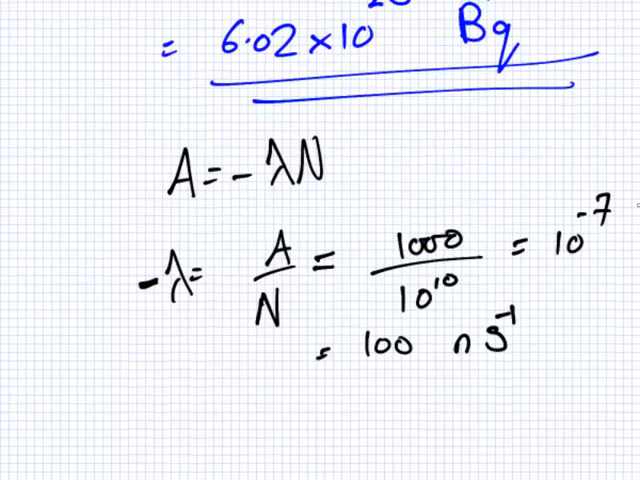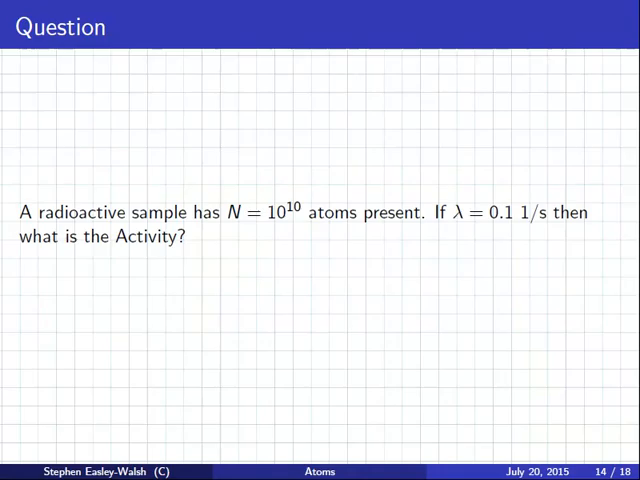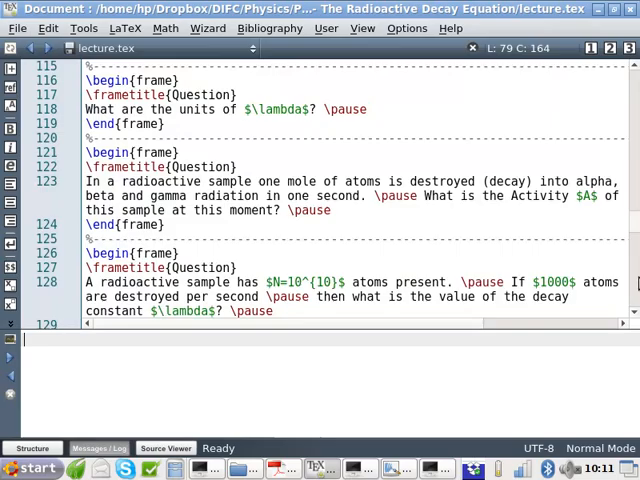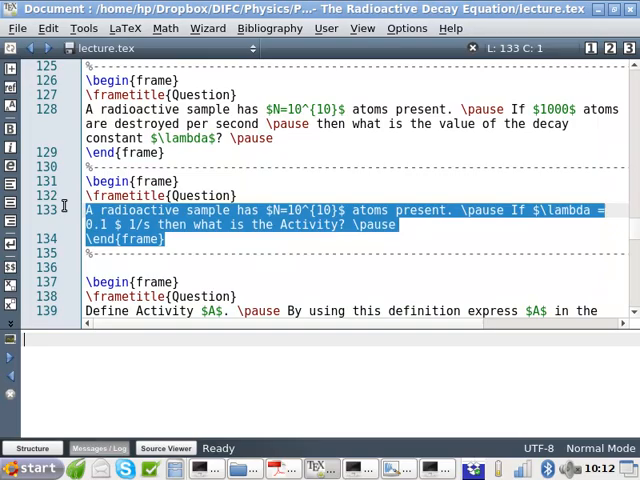What's it going to be? 10 to the 9. Yeah. Minus 10 to the 9. Yeah. That wasn't even worth doing. I'm going to delete it.